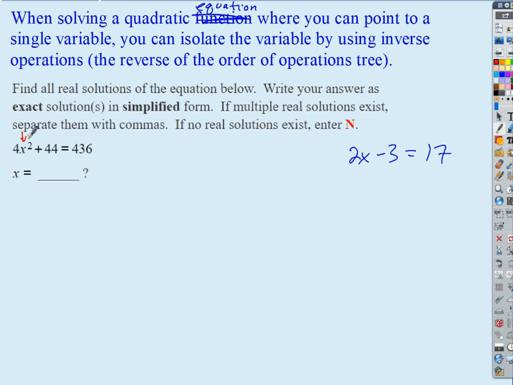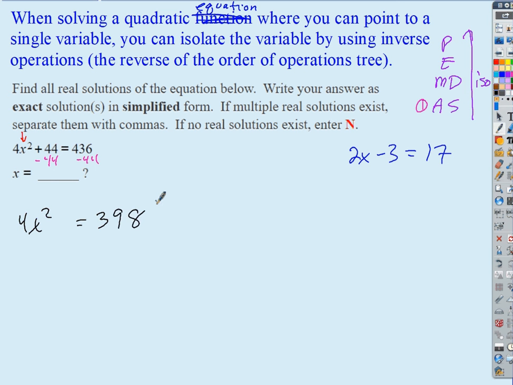So what are the steps going to be? We want to reverse PEMDAS. So we go in that direction to solve or isolate, right? We're trying to isolate an x. So what's the first thing we're going to do? Is there any addition or subtraction I need to undo? Subtract 44. Okay, so step number 1 is going to be subtract 44 from both sides. And that's going to give me 4x squared equals 398. Good.